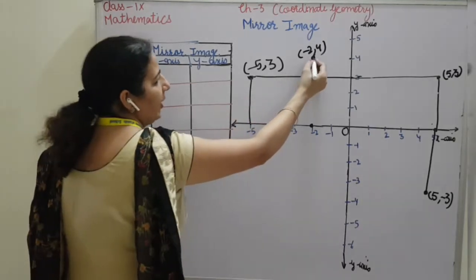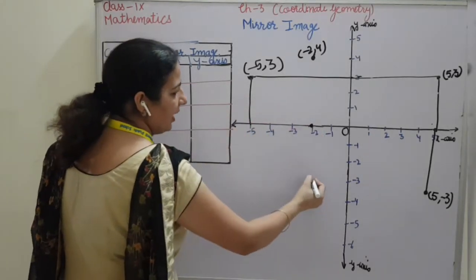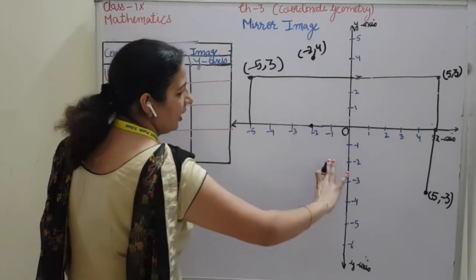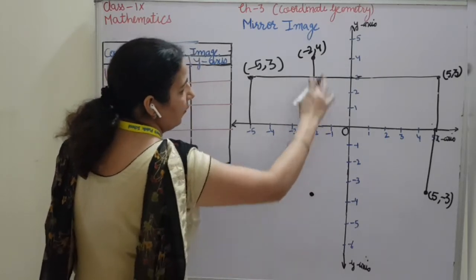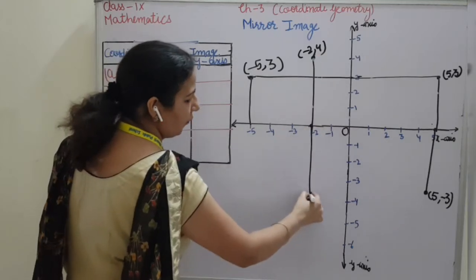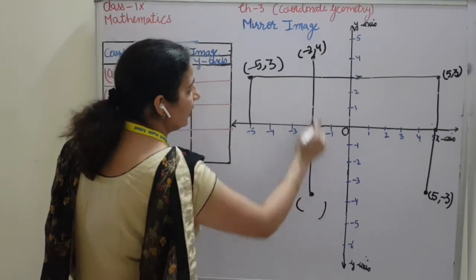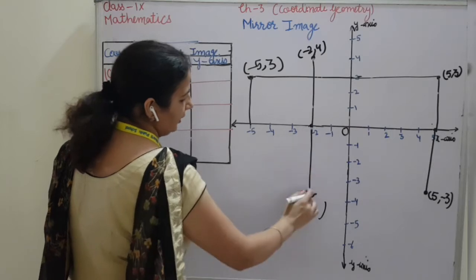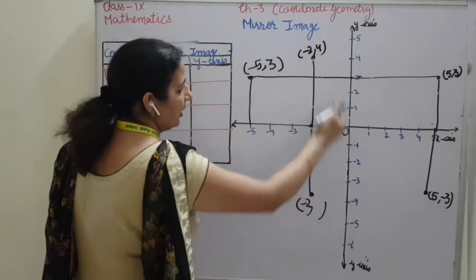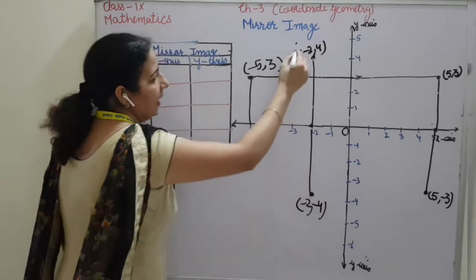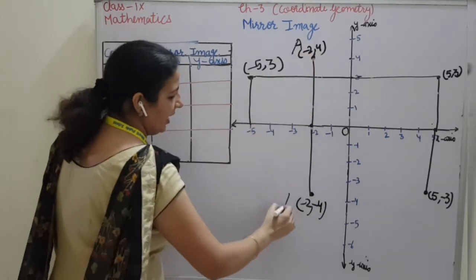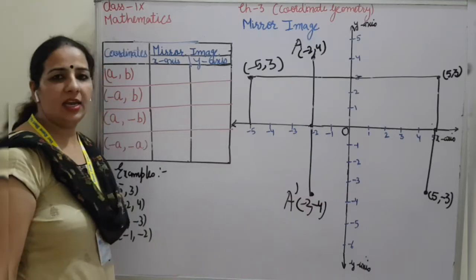And how will we calculate? Minus 2, then here also the distance is 4. The point is this one. 4 units, then this is also 4 units. And what about this? Minus 2, yes, it is again minus 2. 4 is changing to minus 4. If this point is A, then A dash will be the mirror image.